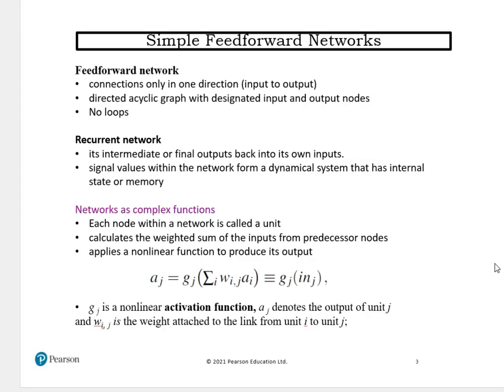On the other hand, we have a recurrent network, which feeds its intermediate or final outputs back into its own input. So there are loops in this case because we take its output and feed it back as an input to the same network. This means that the signal values within the network form a dynamic system that has internal memory, because it remembers what output was generated. And this will be very useful when we're doing time series analysis and treating any data that comes in sequentially, like sentences or text, for example.